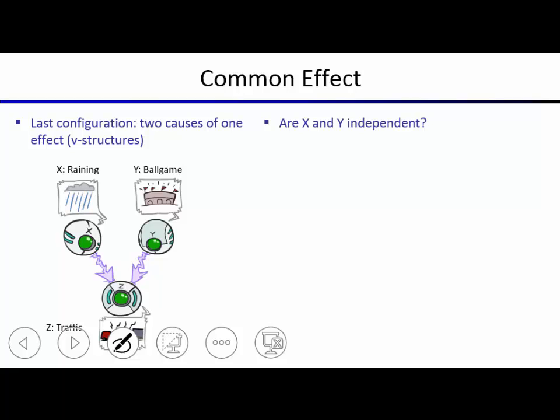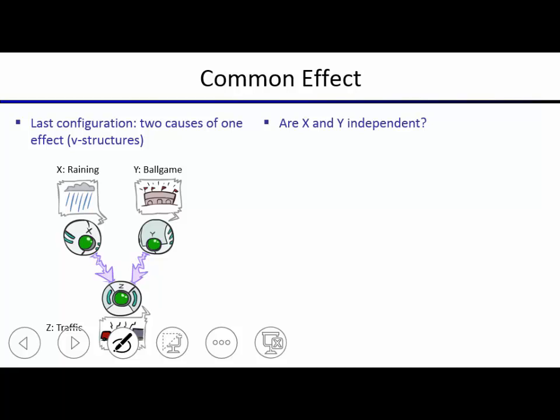Not really, because rain can cancel the ball game. Rain can cancel the ball game, absolutely. So that's where it becomes important to start looking at the Bayes net itself. So in the real world, they might not be independent. In this Bayes net, are they independent or not? They are. In this Bayes net, they are.